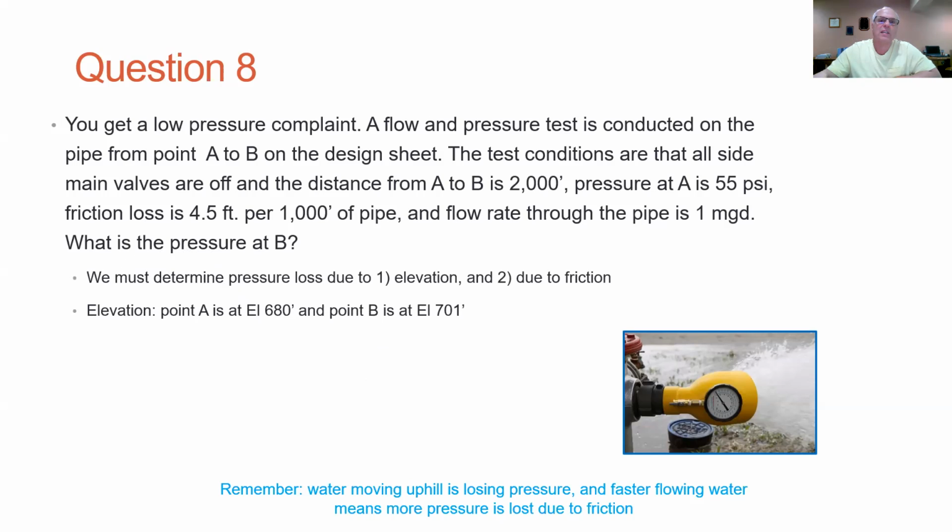So there's a difference in elevation there from point A to point B. Water's going uphill from A to B. I expect to lose pressure. I'm going to subtract the 680 from the 701 and come up with 21 feet of pressure. And I'm going to convert that to PSI by multiplying by the same 0.433 that I did in the last problem. And I come up with a 9 pounds per square inch pressure loss just because I'm going up to a different elevation.